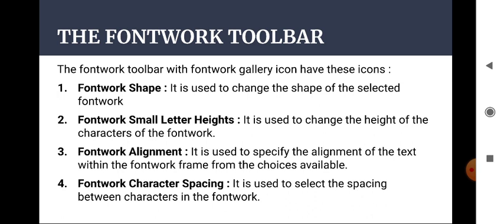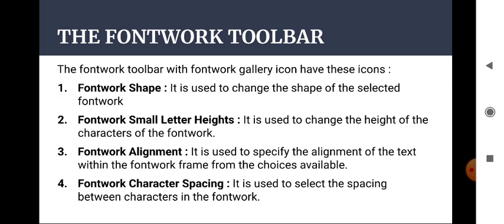The fontwork toolbar with the fontwork gallery icon has these icons. You will find these icons there: fontwork shape, fontwork same letter heights, fontwork alignment, fontwork character spacing. These are the icons you will find there, and we will study one by one what functions they have. Okay, so first we will start with fontwork shape. Fontwork shape is used to change the shape of the selected fontwork. Whatever fontwork style you have selected, this fontwork shape is used to change the shape of the selected fontwork.